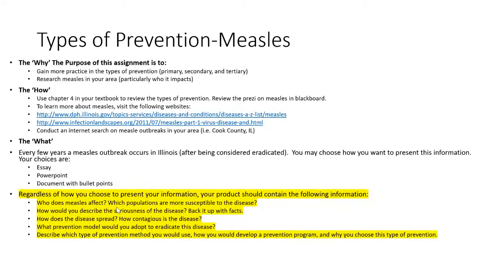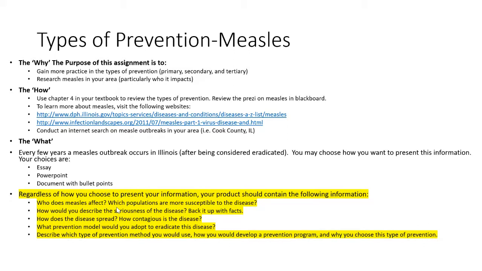The next assignment that you'll be completing is called Types of Prevention Measles. Again, the purpose of this is just to get more practice in the areas of prevention, primary, secondary, and tertiary. What you're going to do is, again, you can review chapter 4 in your textbooks, review the types of prevention. You can also review the Prezi on measles that is located in Blackboard to give you an idea of how measles spreads. In addition, I provided a couple websites to help you get more information on measles.